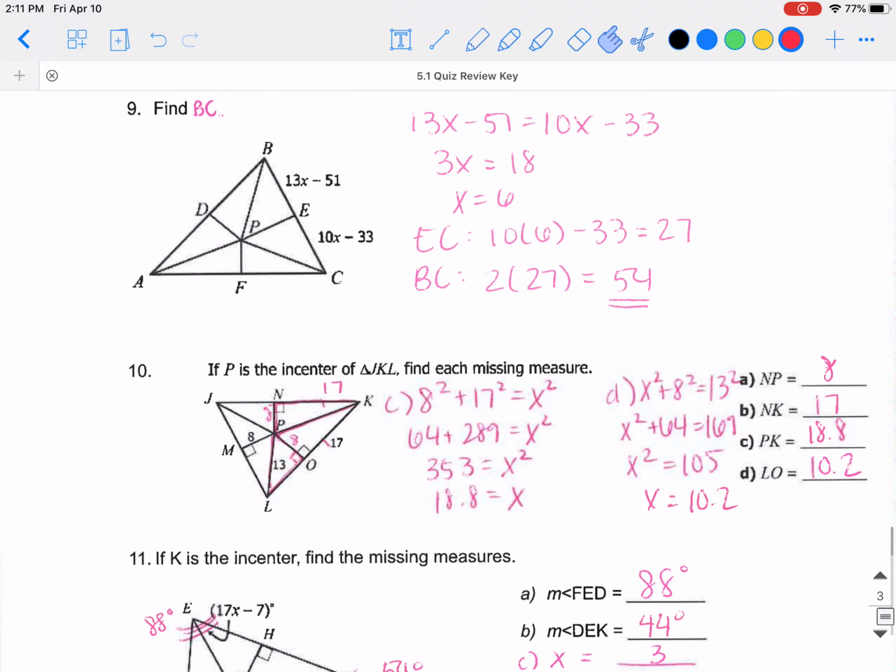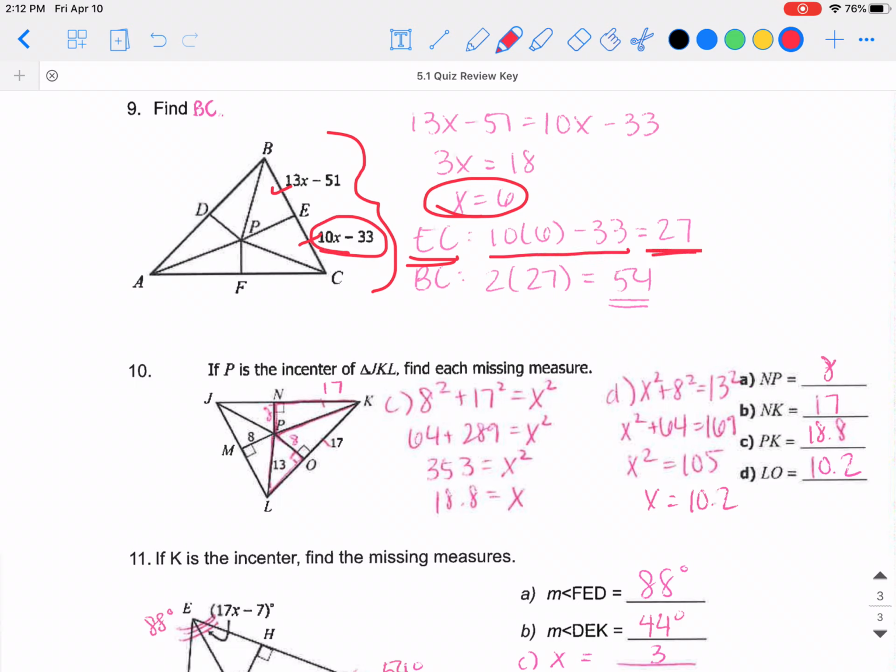For number 9, we're finding BC. So we're given these two pieces of our side. They're congruent, so we set them equal to each other and figure out that x equals 6. To find BC, that's our entire side, we're going to plug in for either of these expressions. So I'm plugging in for EC. 10 times 6 minus 33 gives us 27. So if this piece is 27, this piece is also 27. So our entire side is 2 times 27, which is 54.